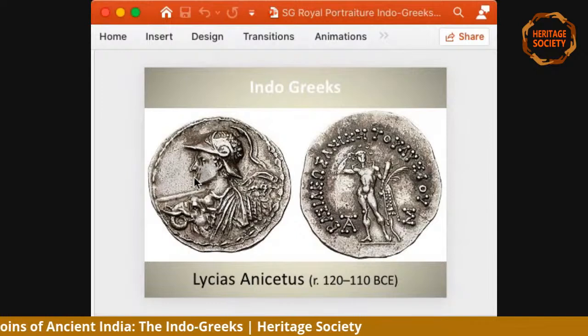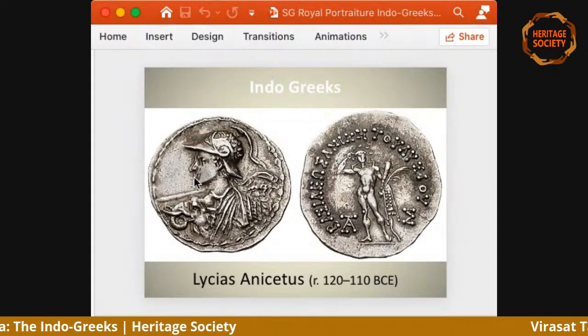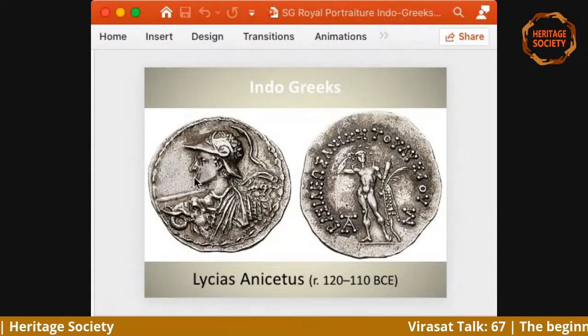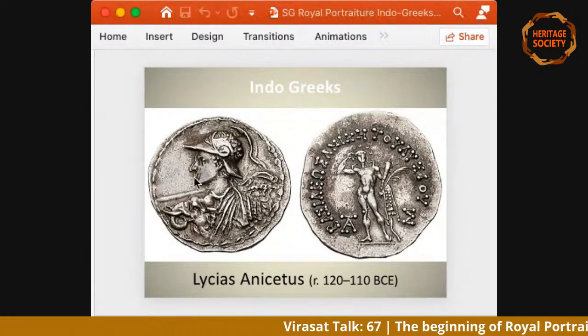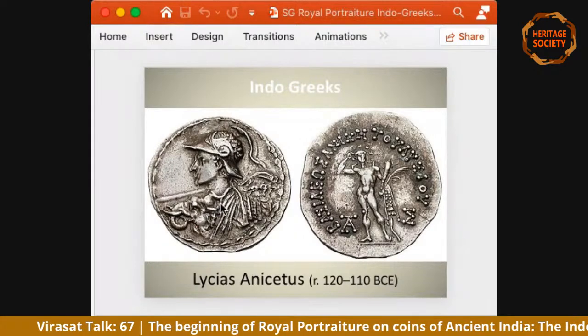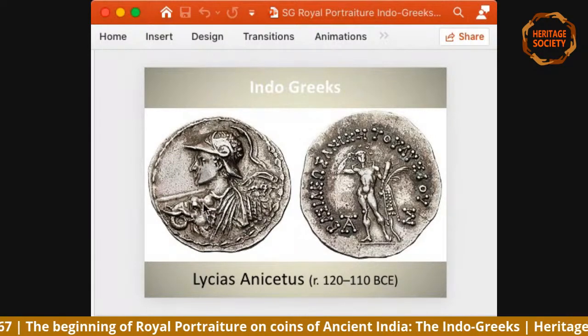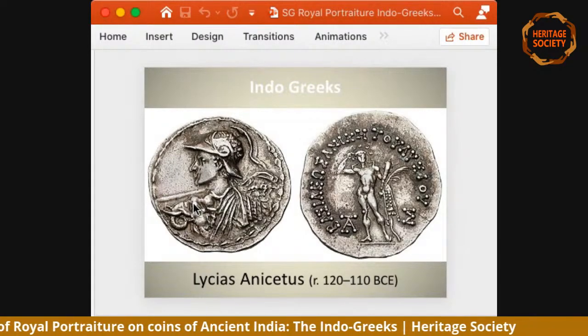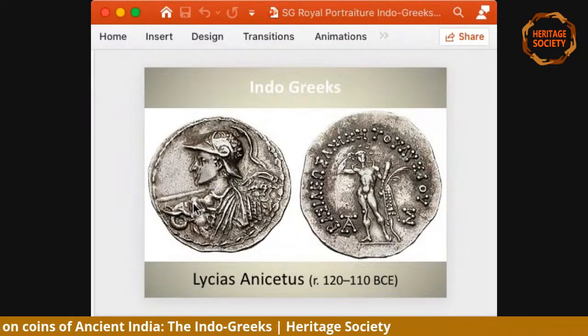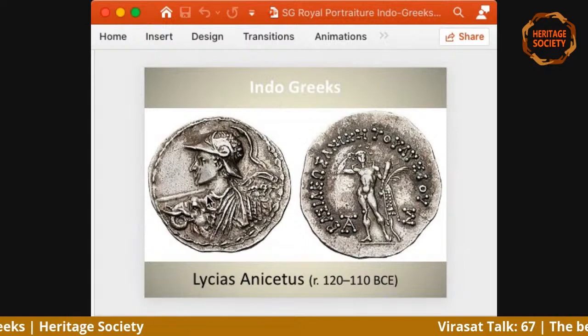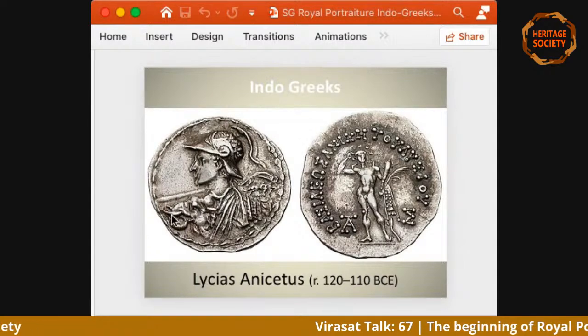Another coin of Lysias. Here he is shown in a spear thruster pose, and on his shoulder he is wearing some sort of a covering, where you can see the head of the elephant thrusting outside.